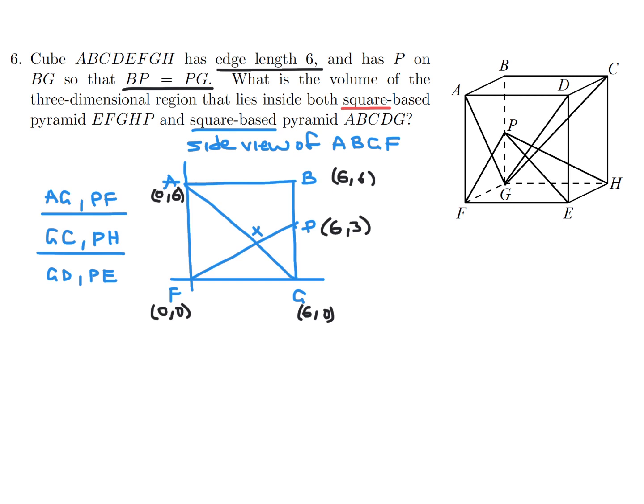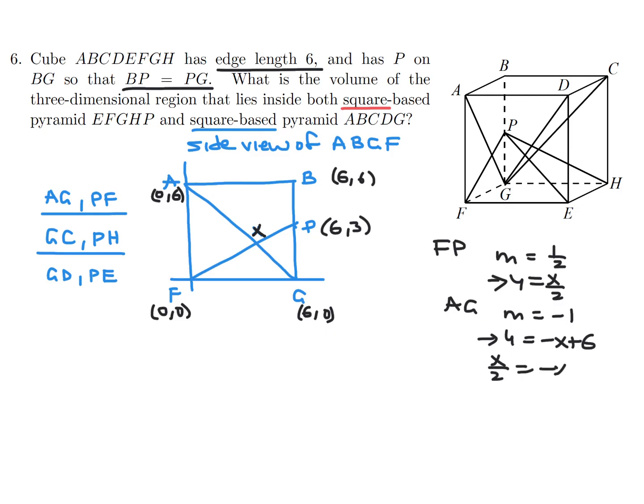Okay, so the line FP, that slope you can easily figure out is a half, and therefore the equation will be x over 2. The line from A to G, that slope you can easily figure out is minus 1, and therefore that line would be minus x plus 6. To get the intersection point X, you set these equal, and you'll get x over 2 is equal to minus x plus 6. When you solve for that, you'll get x equal to 4, and therefore y will be equal to 2 when you sub it back in. So therefore that is the point 4, 2.